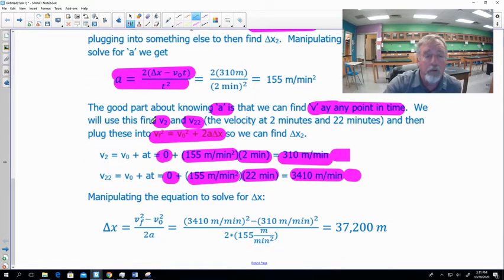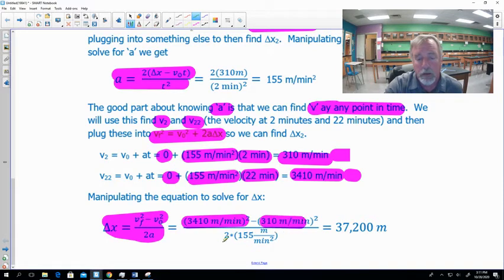So what do we know about part 2? We go back to this equation up here, Vf squared equals V naught squared plus 2a delta x. Again, I did the manipulations here, and you can do the math to find that out. I want to show the physics here, not focus on the math. Plug in the values we just calculated, the 3410 and the 310, and we know our A from before. So we got all this information based on finding the A from part 1. Plug them all in, and we get an answer of 37,200 meters.